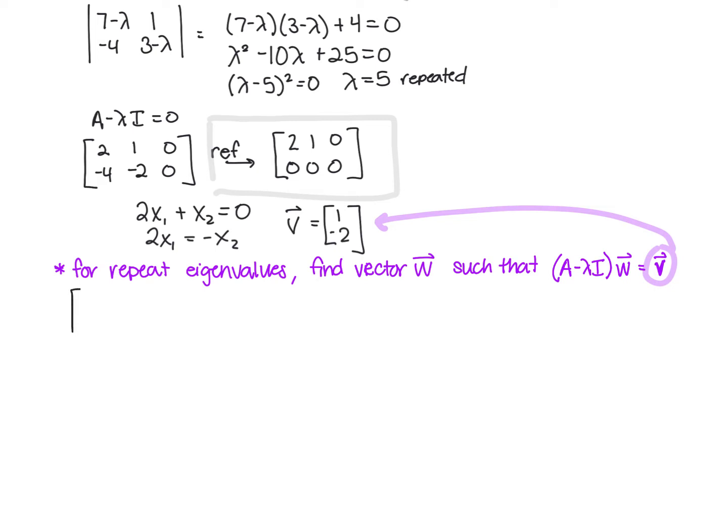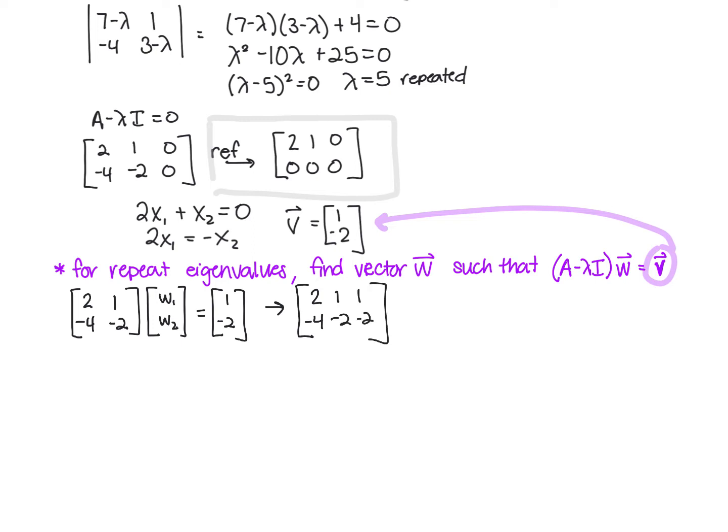We know our A minus lambda I would be 7 minus lambda, which was 5, so it would be 2, 1, negative 4, and then 3 minus 5, which is negative 2. And so my goal now is to find some vector W such that it equals the vector we just had. Now I could write this as an augmented matrix, 2, 1, 1, negative 4, negative 2, negative 2.